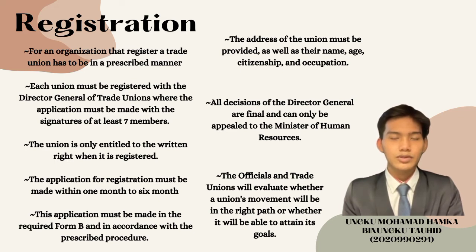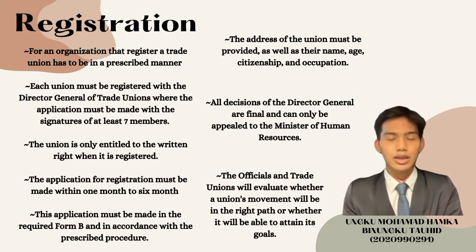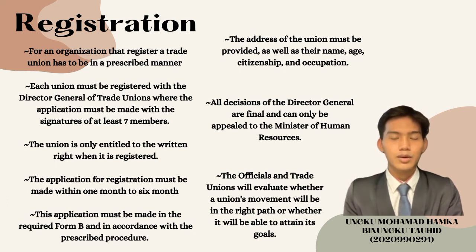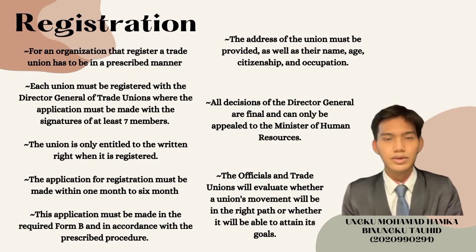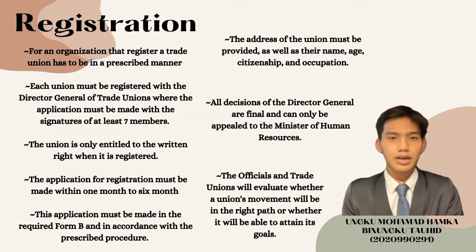2020990291. I am going to present about the powers of the Director General of Trade Union. There are 5 powers of the Director General of Trade Union, DGTU for short, which are registration, deregistration, funds and accounts, membership, and executive or officers or employees of trade union. However, the first power of DGTU starts with the power of registration.